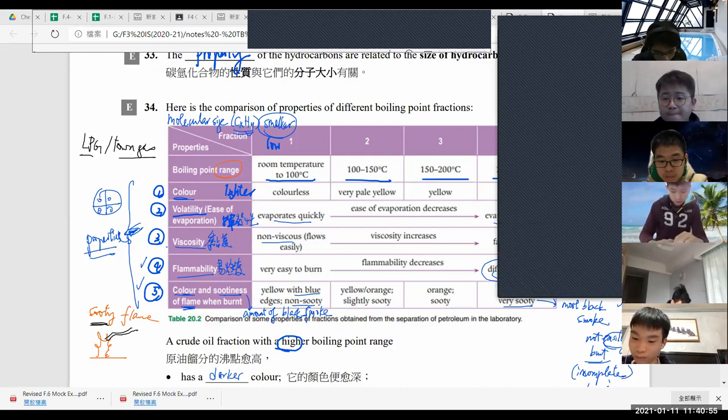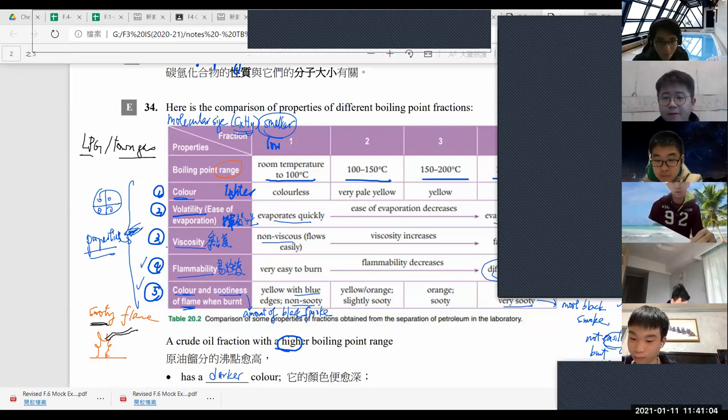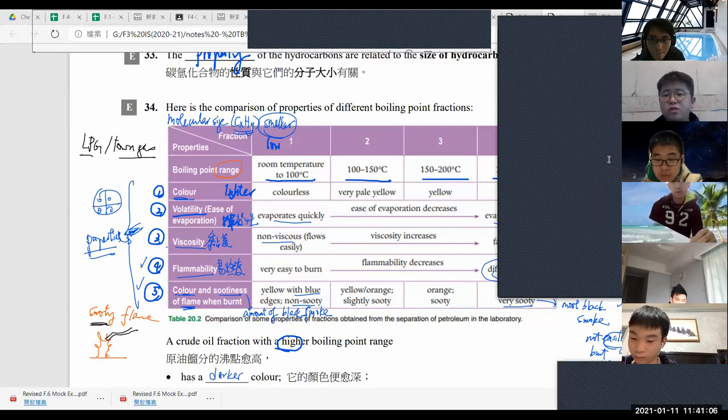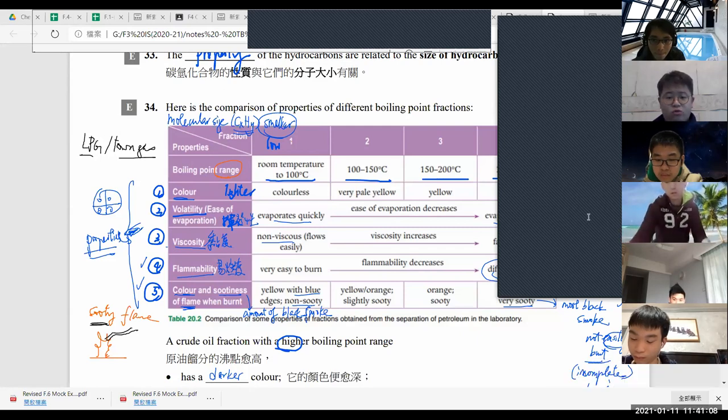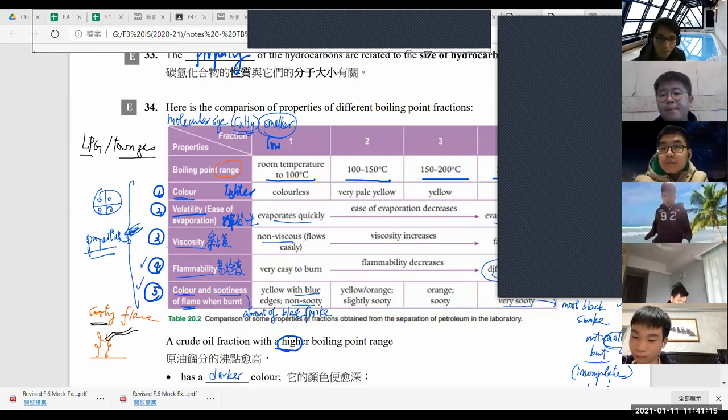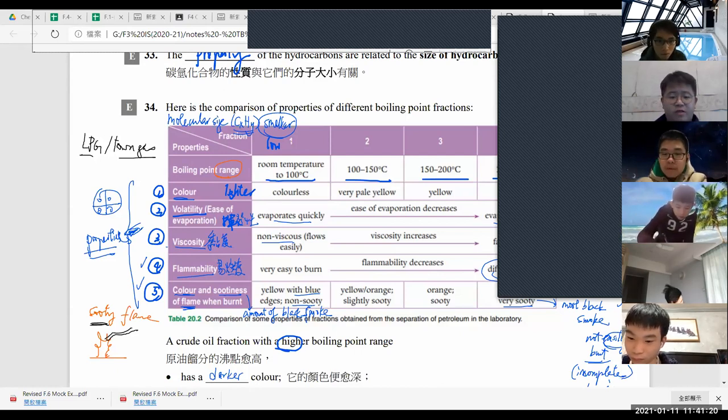You find it? I'm still searching. Let's see. Town gas: CO, hydrogen, nitrogen, oxygen, methane. Okay, methane, what is the chemical formula of methane? I pick this one as an example: methane, CH4. Okay, so can you make a guess?